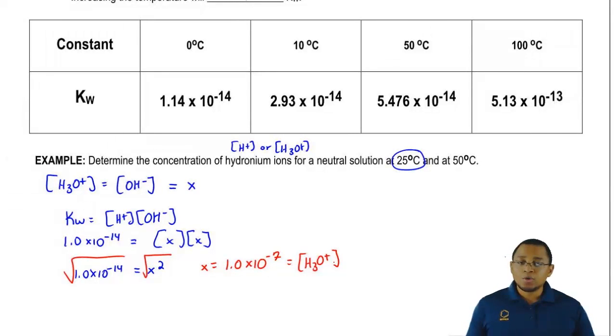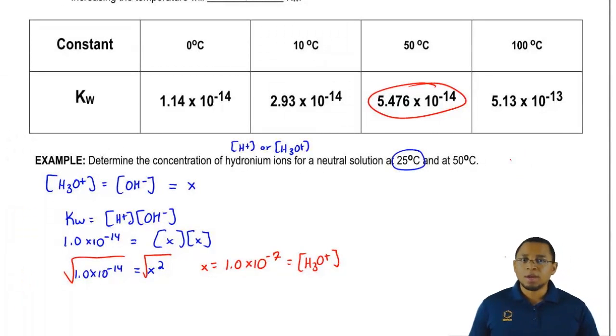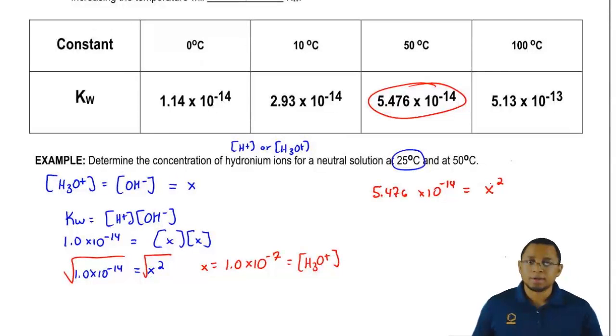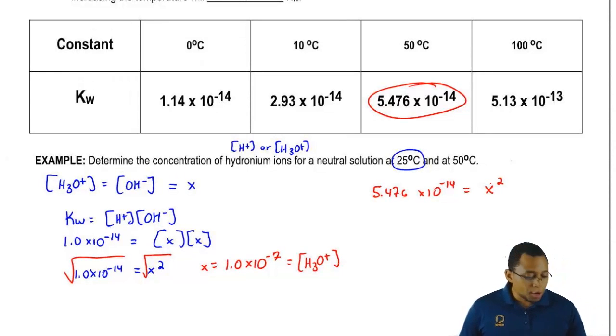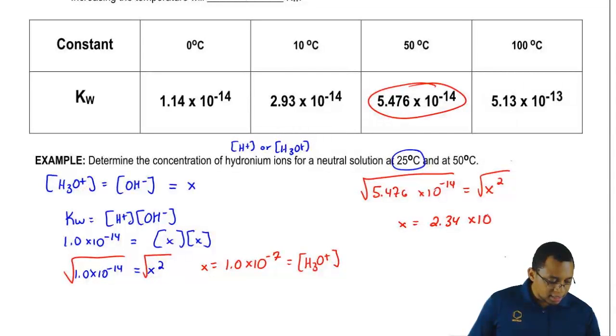Now, if we wanted to do it at 50 degrees Celsius, we'd have to realize that since the temperature changes, Kw changes to this new number here. So we're going to say 5.476 times 10 to the negative 14. Same exact process, equals X squared. We just want X, so we're going to take the square root of both sides. When we do that, it's going to give us a final answer of X equals 2.34 times 10 to the negative 7.